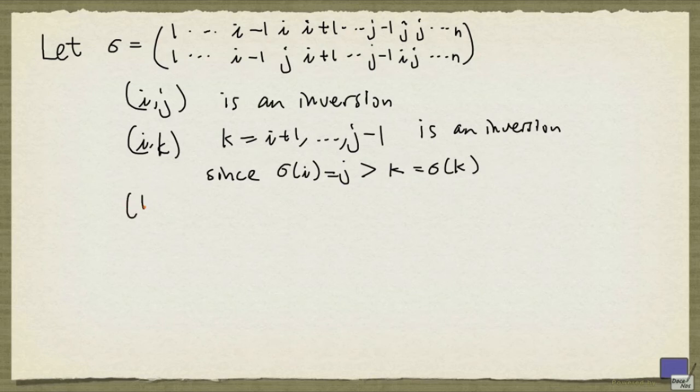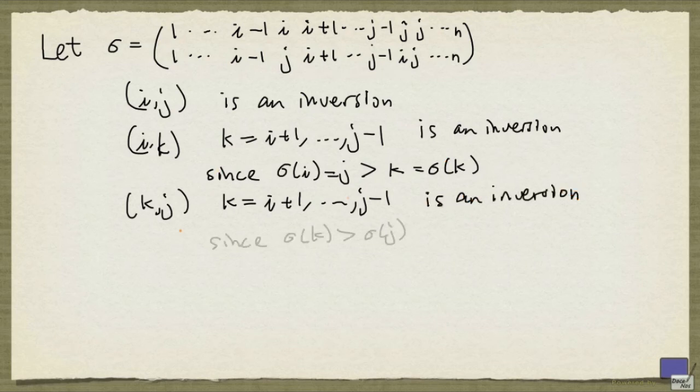And if we look at the pair (k, j), where k again goes from i plus 1 to j minus 1, so I'm looking at these elements compared with i, that's going to be an inversion because every such element is bigger than i.